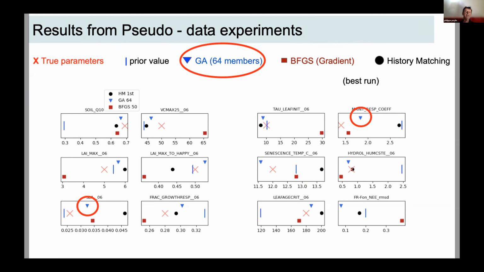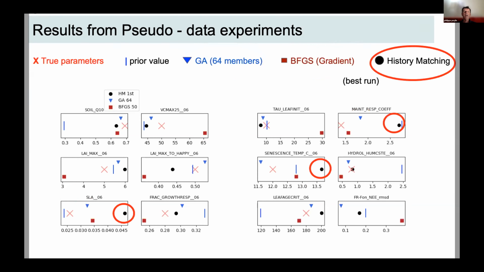If I look at the genetic algorithm, only a few parameters circled here are a bit further from the cross. While with the history matching, we have a few more parameters that deviate from the true parameters, still providing a relatively good match. So what we say is there are many different combinations. It's a difficult problem to optimize parameters.